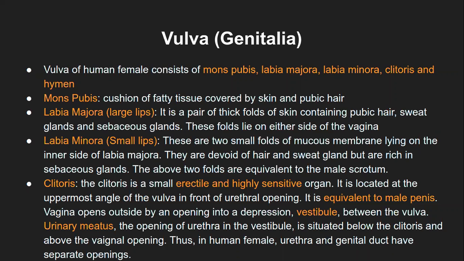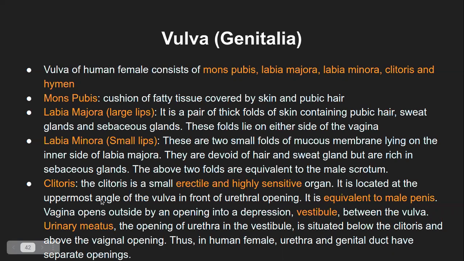Clitoris is the next part in the vulva. This is a small erectile and highly sensitive organ. In the male, this is similar to the glans penis, where a lot of nerves are present. So it is erectile and highly sensitive because of the presence of the nerves.